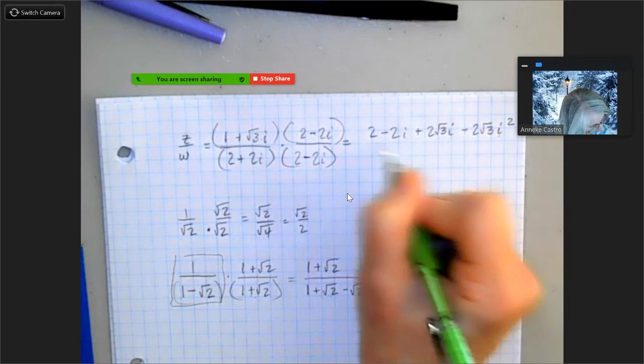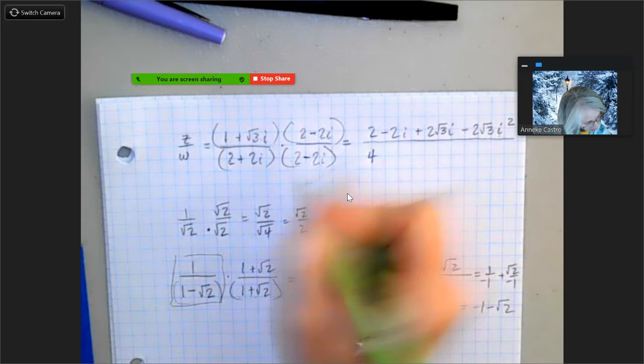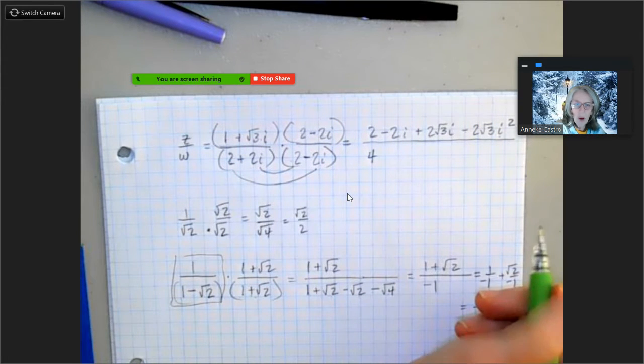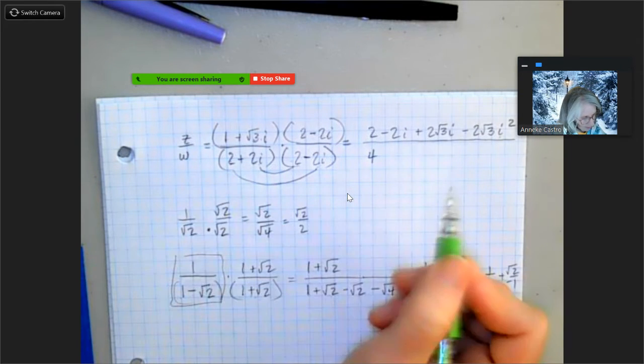It's a negative. Okay, and then on the bottom, I'm going to have 2 times 2 is 4. The middle terms, this one and this one, those are going to cancel out. So I'm not even going to bother writing them, because I'm getting positive 4i and negative 4i. Those are going to cancel out.